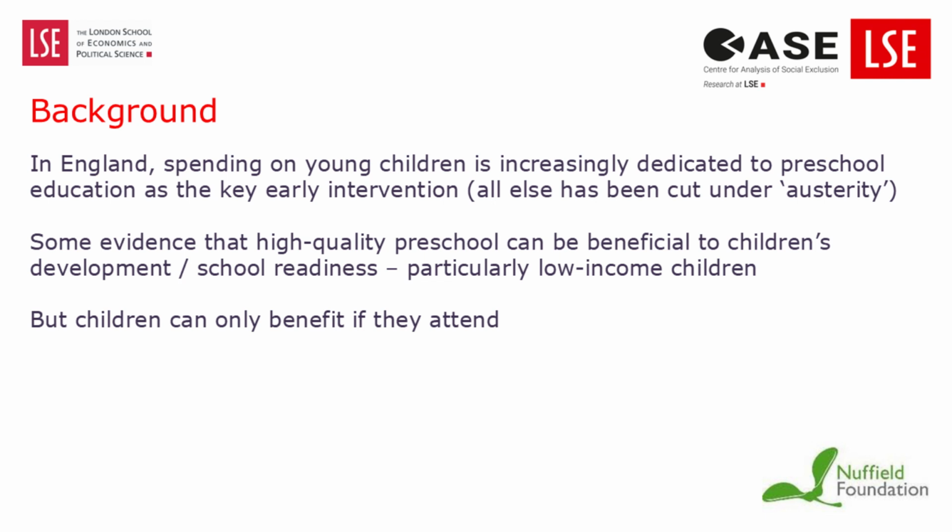Now, in England, spending on young children has increasingly been dedicated to the free preschool allowance that parents are theoretically given to spend. Everything else has been cut under austerity. All the other early intervention, targeted provision for kids has been cut, and the money is basically being pumped into this. And there's some evidence that high-quality preschool can be beneficial to children's development, particularly for low-income children. But obviously, children can only benefit from early preschool if they attend it.